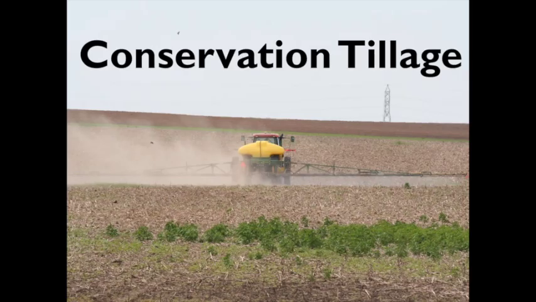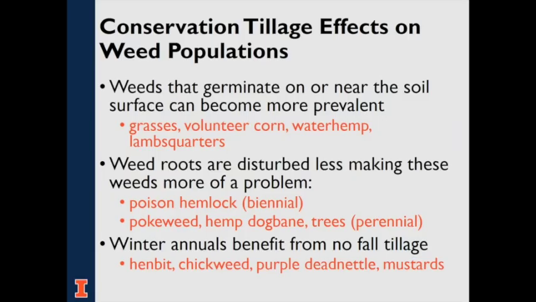Weed control and conservation tillage require special considerations. Reduced tillage can result in increased weed numbers and domination by different species than those found in conventional tillage systems. Weed populations can be affected by conservation tillage. Weeds that germinate on or near the soil surface can become more prevalent because seeds aren't being buried by tillage.